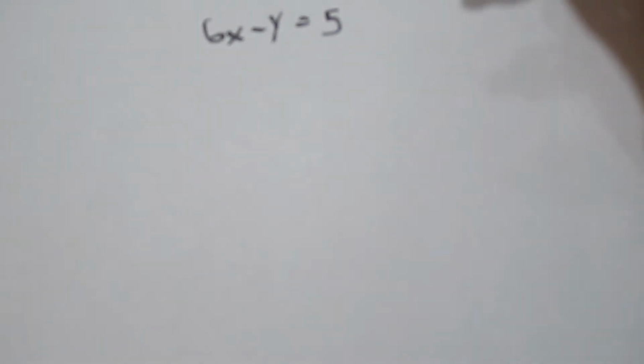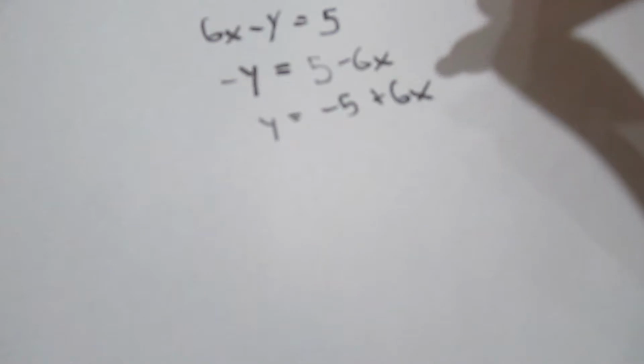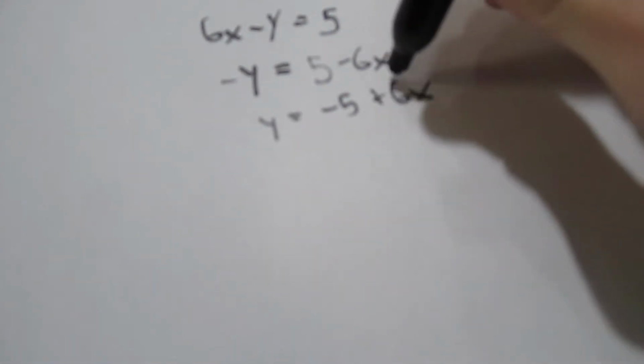Alright, and then the last part asks to find the equation to the line that's parallel to this equation, 6x minus y equals 5. It's asking us to find out where it's parallel. So first I gotta find where the slope is. So you gotta solve for y. So subtract the 6x over, and then divide by negative 1. You get y equals negative 5 plus 6x. And as you can see, this is the slope right here.